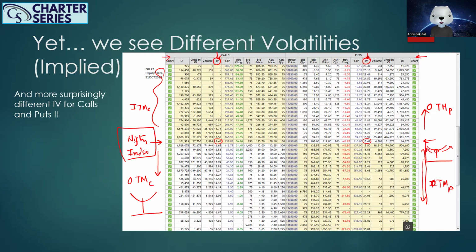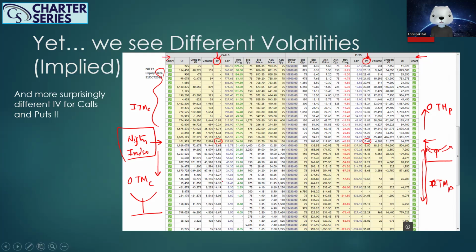Okay. Not so much as far as the call options are concerned. In that case as well, the at the money implied volatility is the least, and thereafter, as we are moving to the OTM side, the implied volatility is gradually increasing.